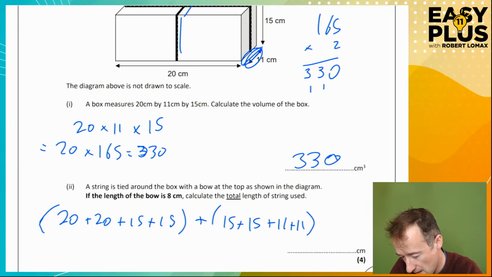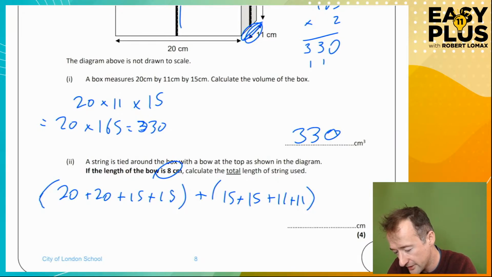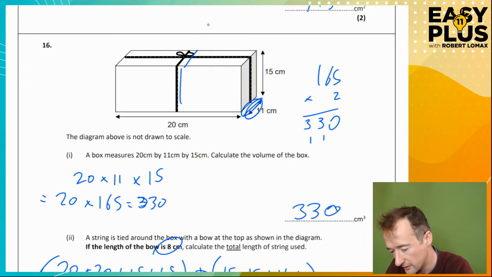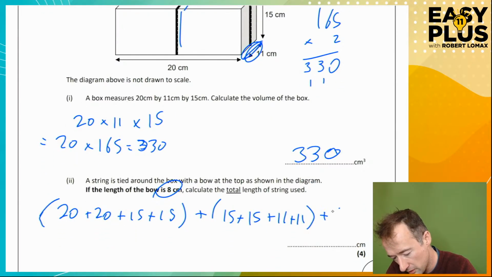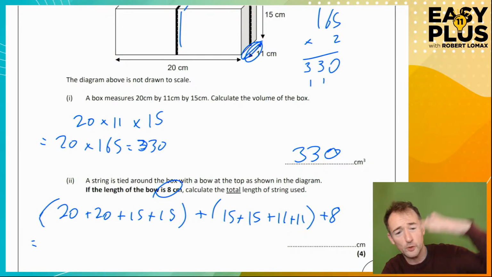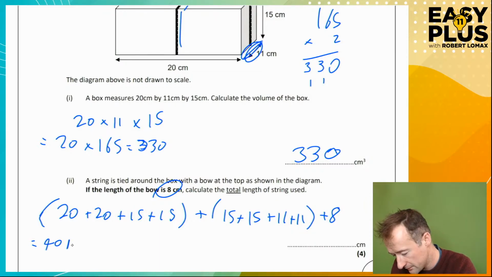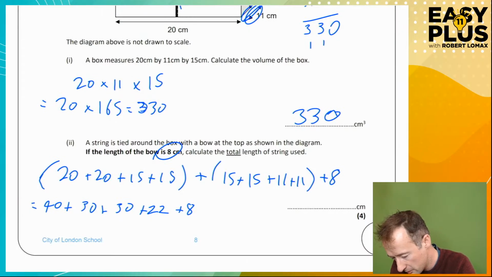And then we've also got 8 centimeters to add on at the end, which is the length of string used in the cute little bow there. So plus 8. How do we add all these up? We could do an enormous column, or we could try and do it all at once. I prefer a middle ground, which is that we do it mentally, but we break it into chunks. So 20 plus 20 is 40, 15 plus 15 is 30, 15 plus 15 is 30, 11 plus 11 is 22, plus 8, and then we do it some more chunks.